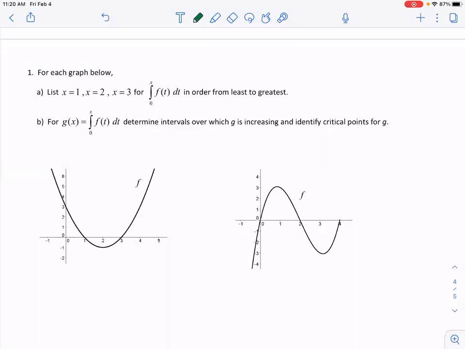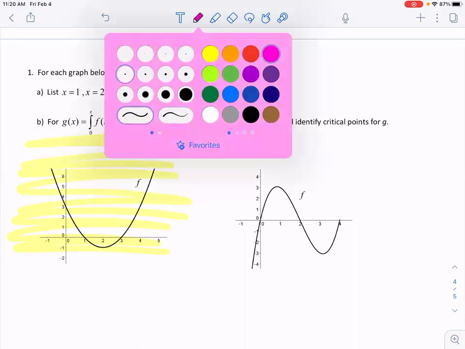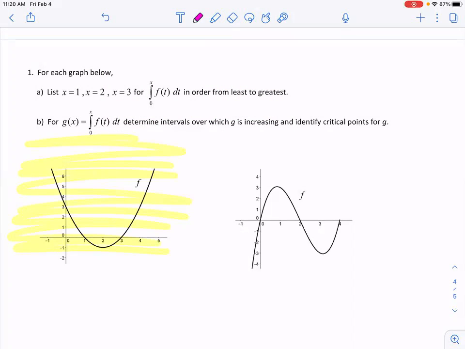All right, here we go. For graph number 1, I'll highlight it here in yellow. If we were to list the area from 0 to 1, 0 to 2, 0 to 3, from least to greatest, Nathan, what would that be? X equals 3. X equals 1. The area from 0 to 1 is positive, but then when we go from 0 to 2, we add some negative, and then from 0 to 3, we add a little bit more negative.